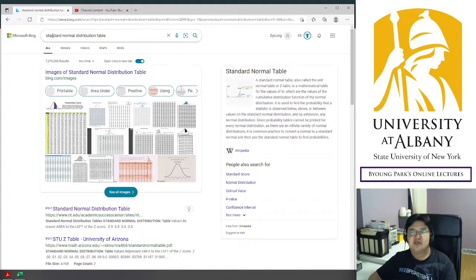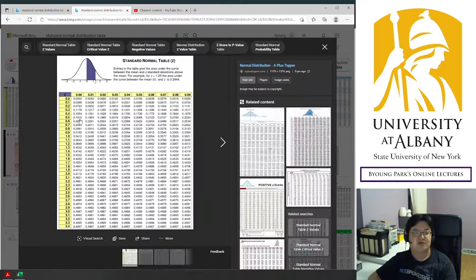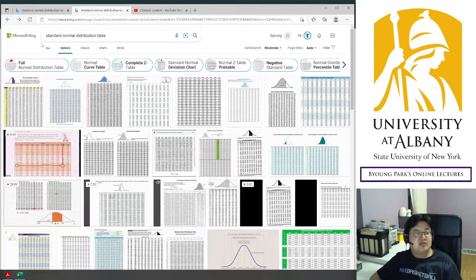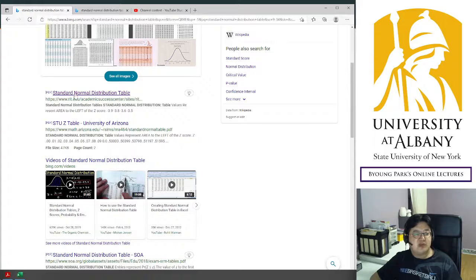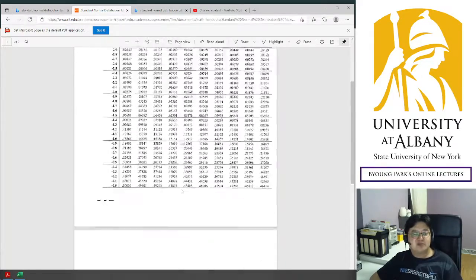I will show you. If you search for probability standard normal distribution table, it is a table, and you will see something like this. There are a lot of images, all the same table. It's just a bunch of numbers. What are these? These are the values of the CDF. If you input a specific number, then you have to find the corresponding value. This is how I learned. Or there is a PDF file. It doesn't matter which one you use, they must be the same. It gives probabilities to you.